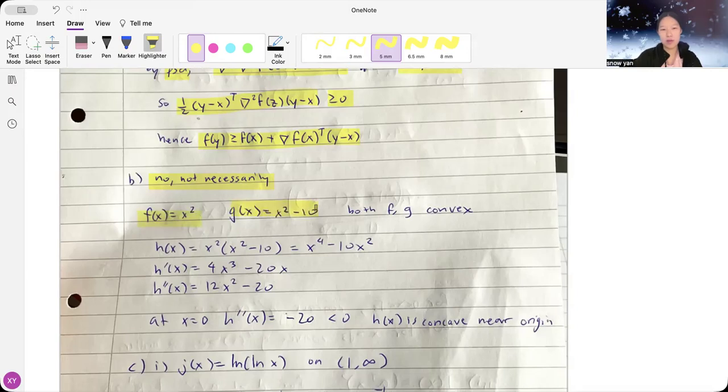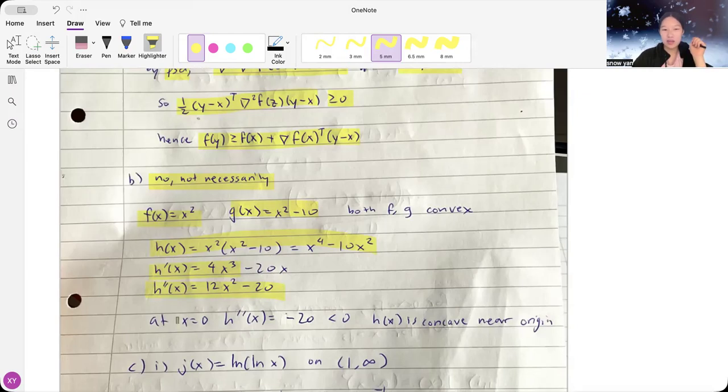So we're just going to think about what kind of counterexample we can use. We make both f and g convex. Let's just say x squared and x squared minus 10. Why did we do minus 10? Because we want to construct something where the second derivative was positive, and then somehow we make it negative for the product. So h of x is equal to this thing over here, because we just did x squared times x squared minus 10. We take the first derivative, then the second derivative, and we get this.